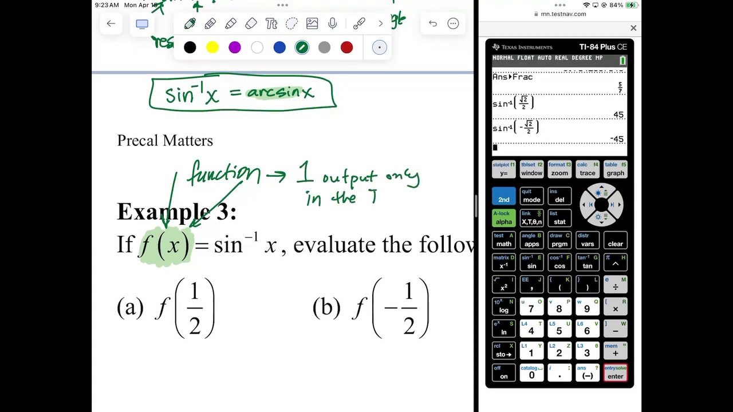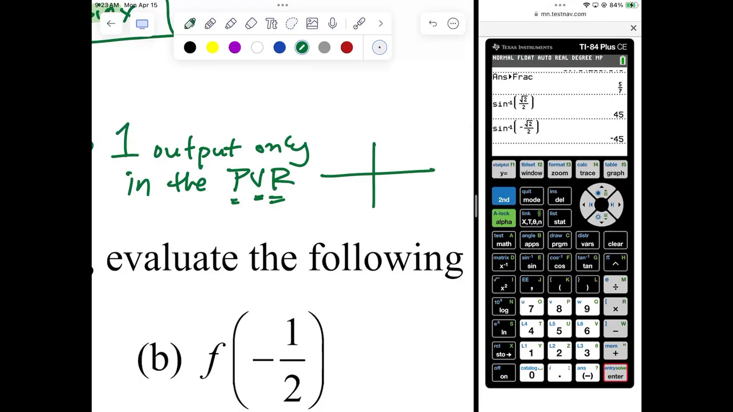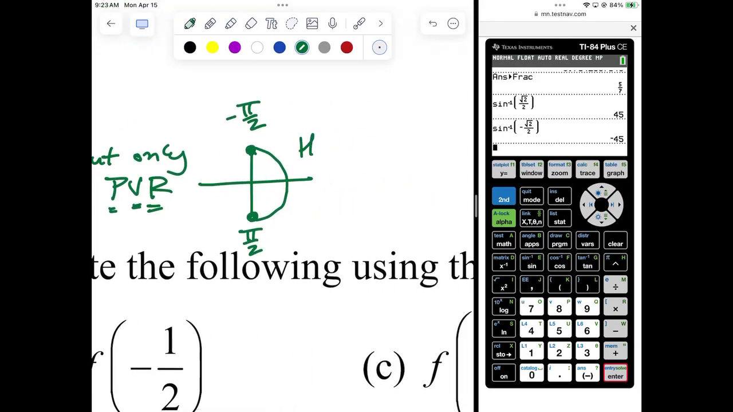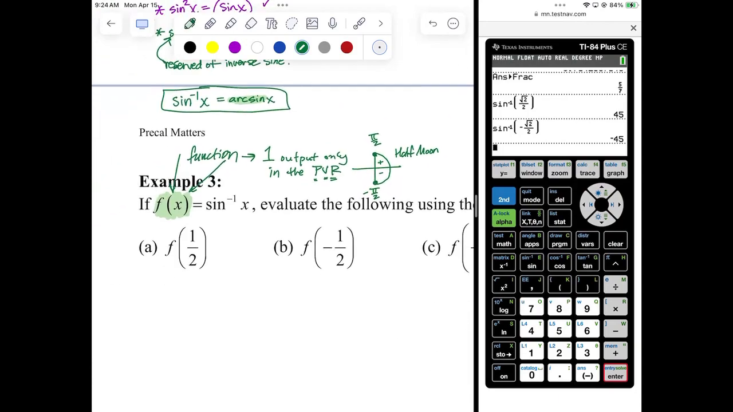in the PVR. What does PVR stand for? Principal value range, which remember, the principal value range for arc sine is negative pi halves to pi halves. So you could think of it as a half moon. If you take the inverse sine of a positive ratio, you're getting a positive acute angle. And if you take the inverse sine of a negative ratio, you're getting a negative acute angle. Half moon. So arc sine or inverse sine is the half moon. Got it? All right, let's try it out.